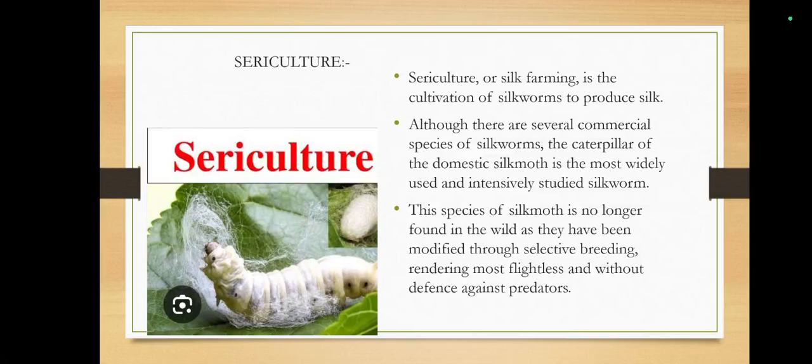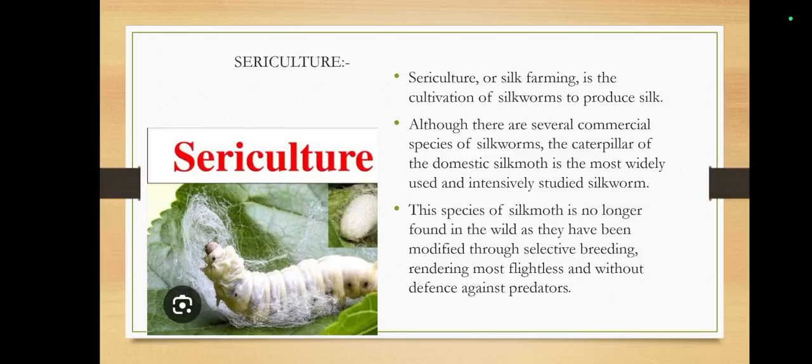Although there are several commercial species of silkworms, the caterpillar of the domestic silk moth is the most widely used and intensively studied silkworm. This species of silk moth is no longer found in the wild as it has been modified through selective breeding, rendering most flightless and without defense against predators. Silkworm litter is used for biogas production and as a fuel for cooking in rural areas. Thus, sericulture not only provides silk for fashionable clothing, it also provides several very useful byproducts to human society.